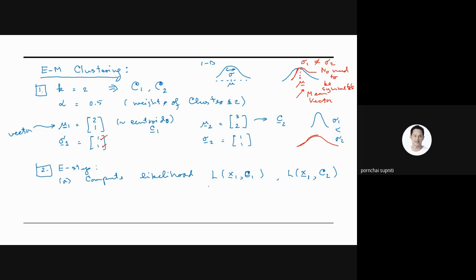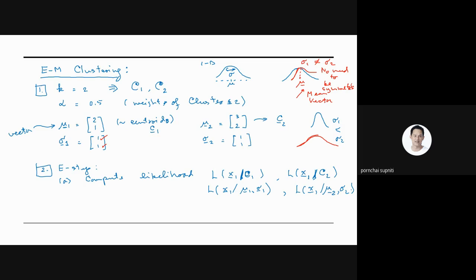Or here you can write it as the likelihood of x1 given, okay, given cluster 1, which means given mu1 and sigma 1. And then the likelihood of x1 given cluster 2 with the mean mu2 and sigma 2. We'll show you how to compute this in detail on the next slide. Okay, so let's take a look here.